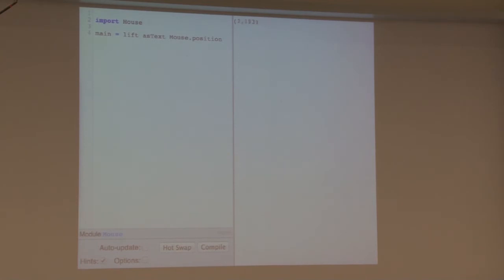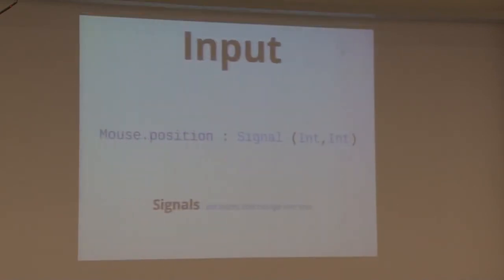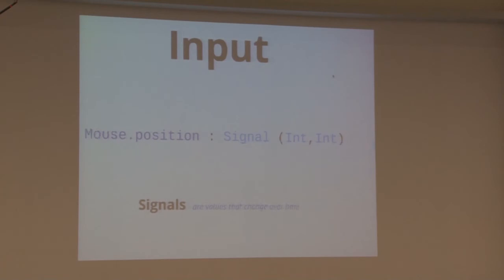So another example of this might be import keyboard, and we can say keyboard.arrows. So as of right now, I'm not pressing anything, but as I press up, we see y goes up, down, left, right, all sorts of things. And it's representing what is the state of the world right this second. So these are kind of our inputs from the world.